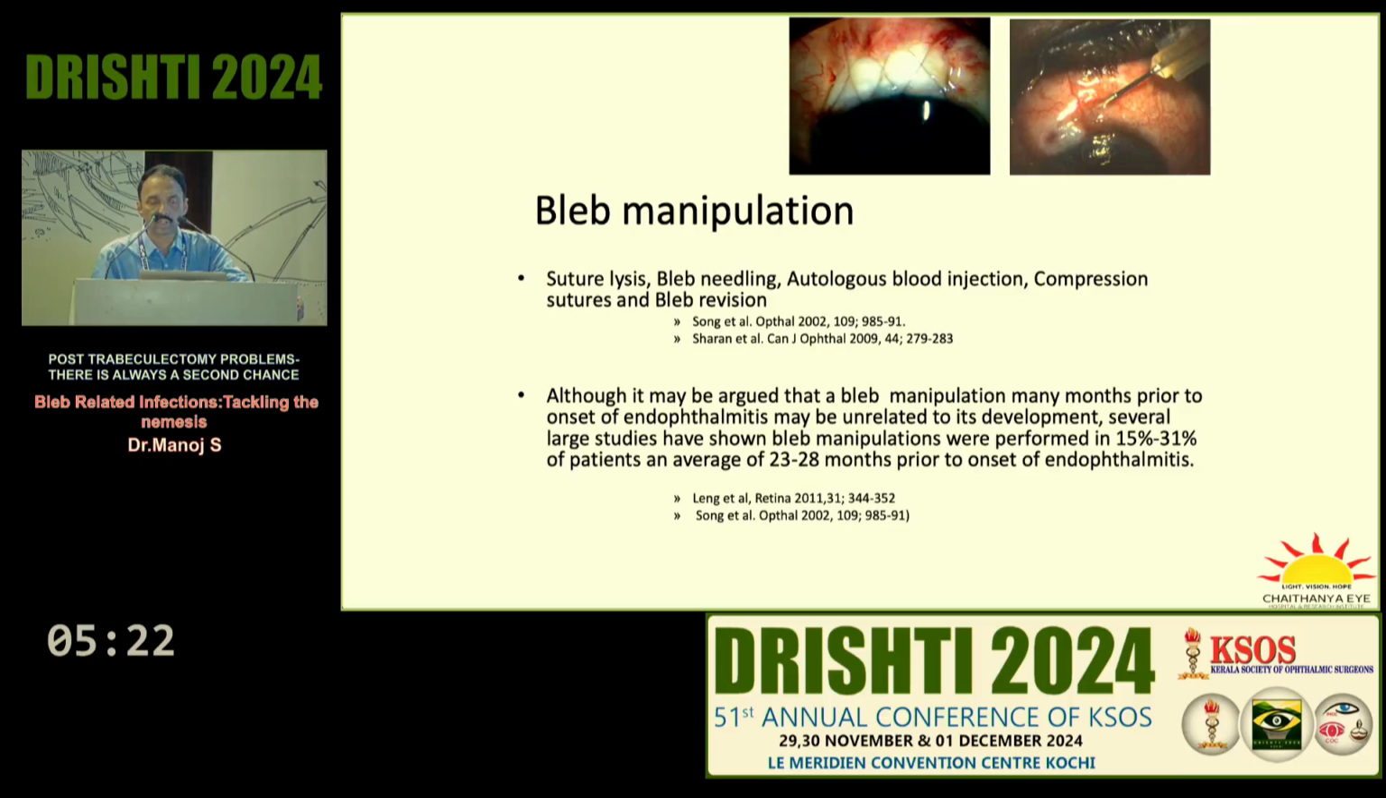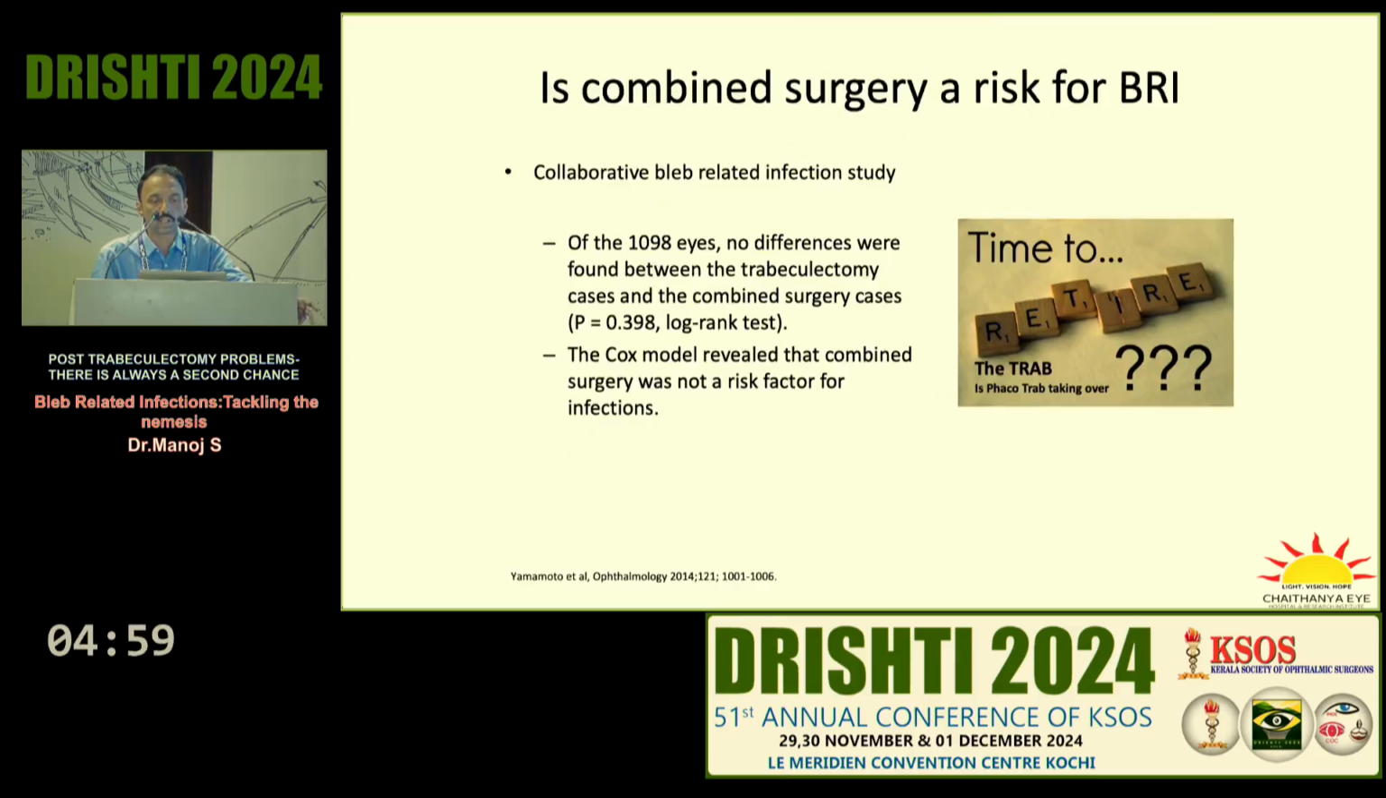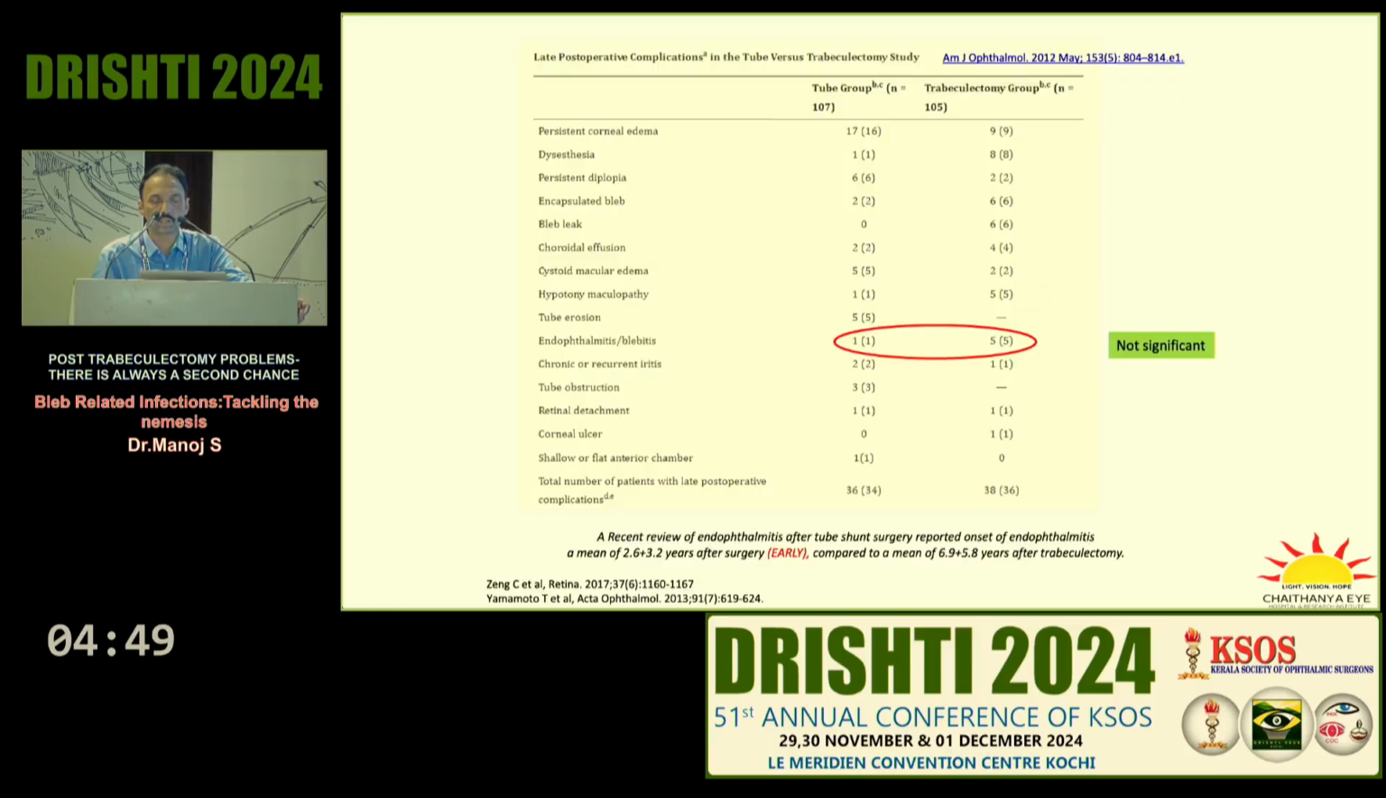Bleb manipulation, suture lysis, bleb needling, autologous blood injection, compression sutures, bleb revision, all these are known risk factors for bleb-related infection. Some people have argued that these manipulations happen months before the actual onset of endophthalmitis, and it may not be related, but the association seems to be very strong. Again, is combined surgery a risk factor for bleb-related infection? The collaborative study did not find any difference between trabeculectomy and combined surgeries.